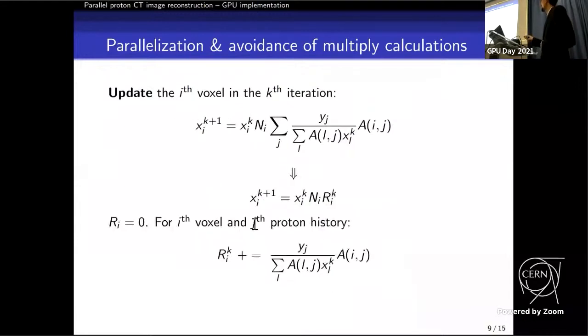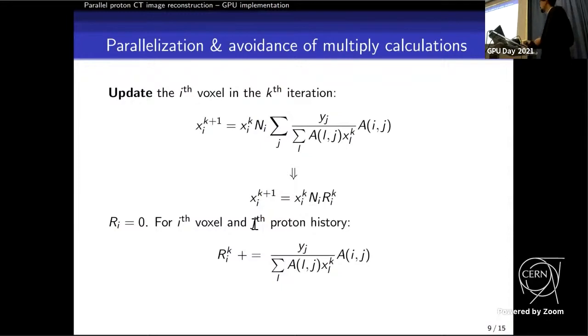So let's do this. Our second modification is based on the fact that we would like to evaluate our iteration from proton to proton. So instead of calculating this summation directly, we define a ratio vector which contains an element for each voxel and set it to zero in the beginning of the iteration, and later read a proton and calculate this ratio for every voxel which has an interaction with the proton, and add this value to the ratio vector of the voxel.